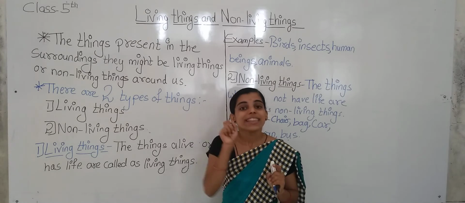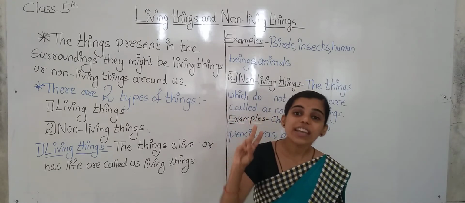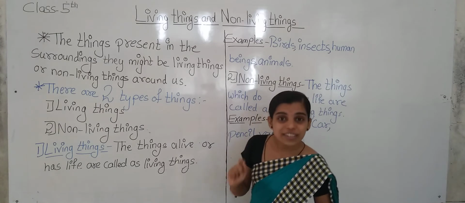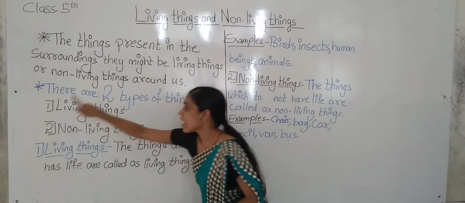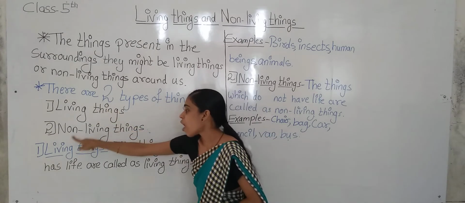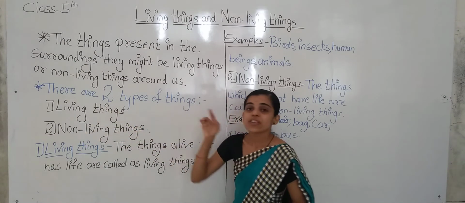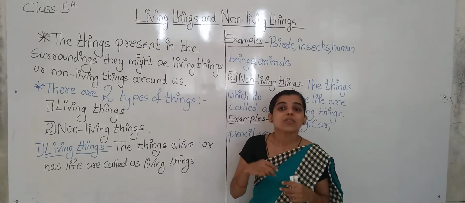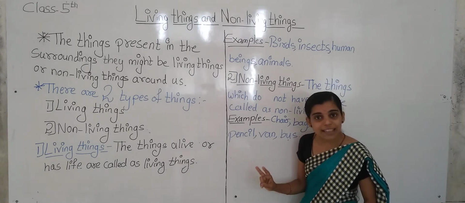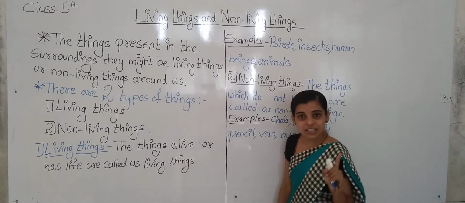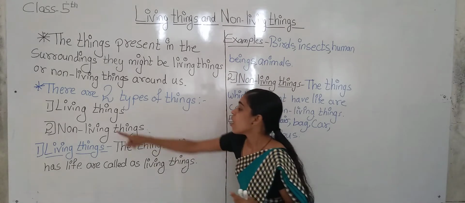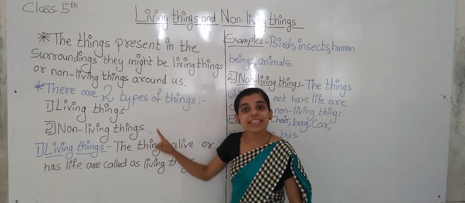So there are two different types of things. First one is living things. Second one is non-living things. One more time I will tell: there are two different types of things. First one, living things. Second one, non-living things.